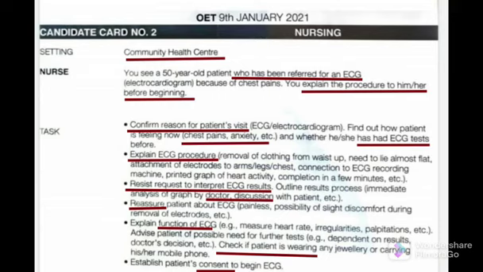Then the next one is the request to interpret ECG results. Outline the results process, that means immediate analysis of the graph by the doctor, discussion with the patient, etc. You can imagine that there may be a question from the patient, so you have to ask, do you have any concern? Then the patient may ask, after the procedure will you explain to me, sister? Then you have to tell him that no, it's from the doctor. Then reassure the patient about the ECG: painless, possibility of slight discomfort during removal of electrodes, etc.